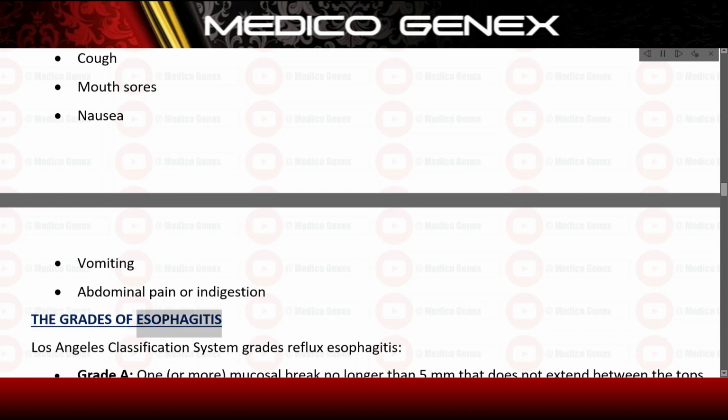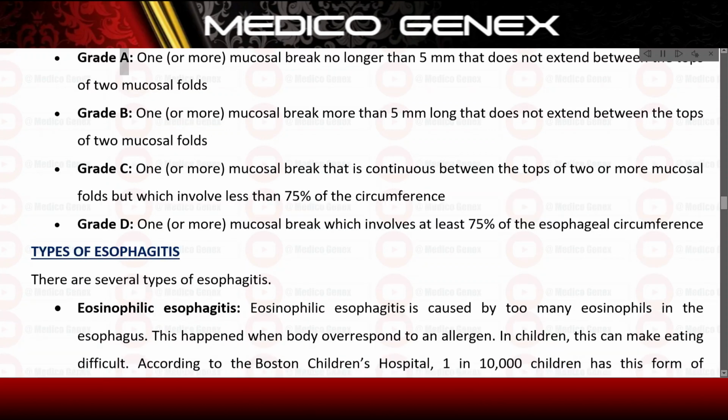The grades of esophagitis. The Los Angeles Classification System grades reflux esophagitis. Grade A: one or more mucosal breaks no longer than 5 mm that do not extend between the tops of two mucosal folds. Grade B: one or more mucosal breaks more than 5 mm long that do not extend between the tops of two mucosal folds.